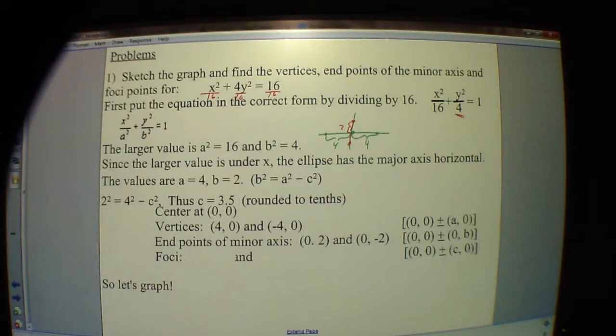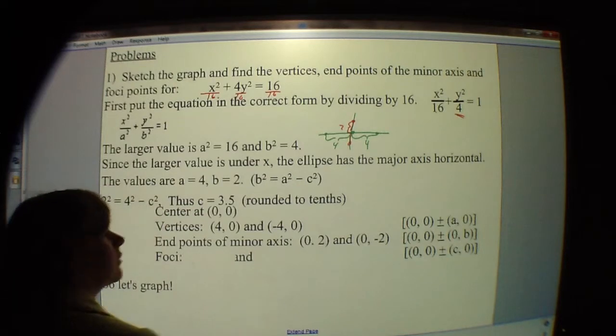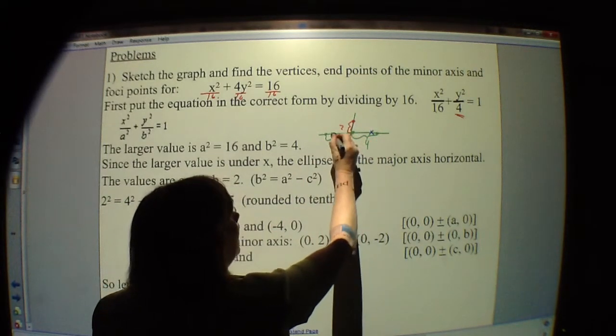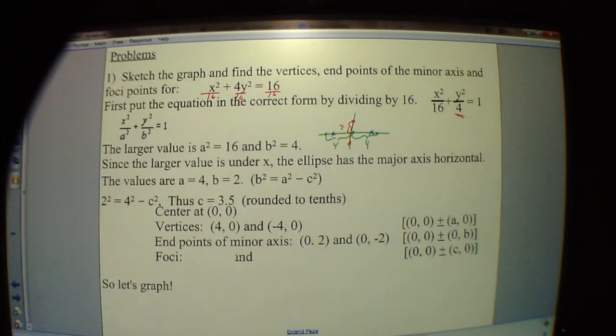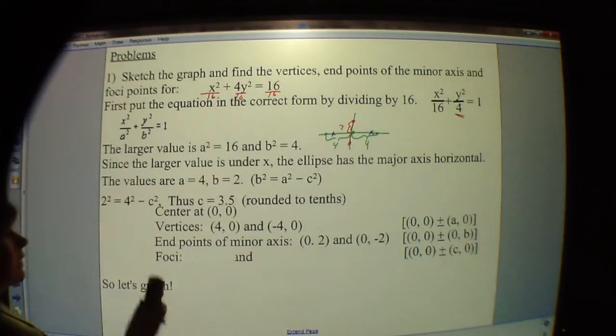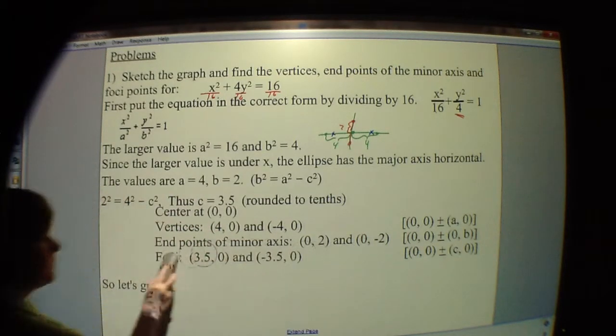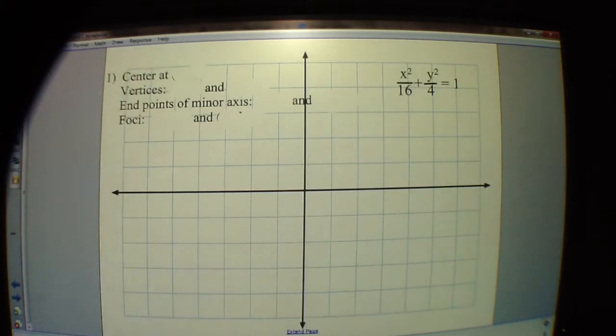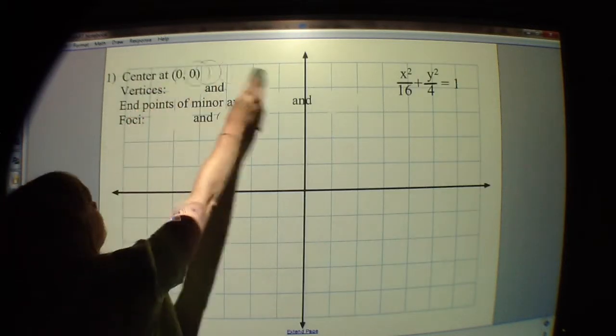The focus points would fall along the major axis, and they would be about 3.5 units over. So they would be at (3.5, 0) and (-3.5, 0). And I kind of said it, so let's graph it. I kind of almost did the graph up there. So here's what I said.